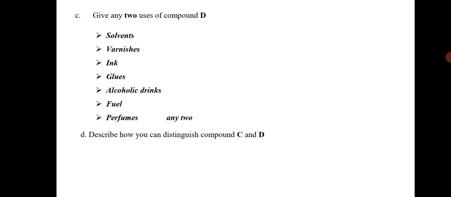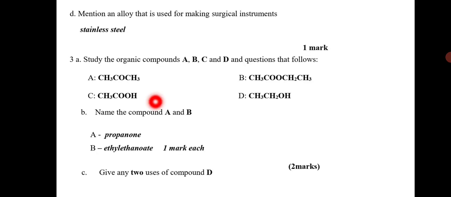Describe how you distinguish C and D. Let's go back to the substances again. Compound C is an acid. It's a carboxylic acid, also known as an alkanoic acid. All right, take note. How do you know that? It has COOH as a functional group. And then we have this as an alcohol with OH. So how will you distinguish the two? What experiment would you carry out to show the difference between an acid and an alcohol?